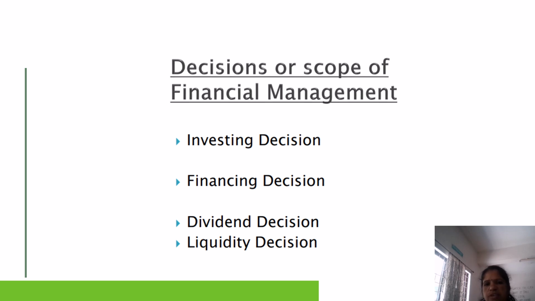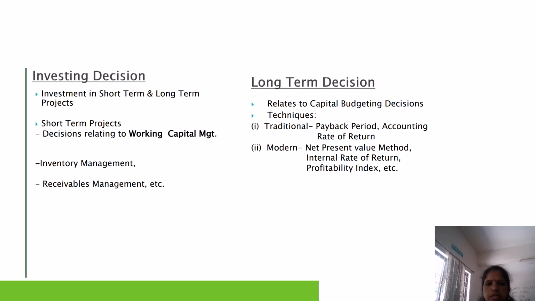Next, we see the scope of financial management or decisions. There are four types: first the investment decision, then the financing decision, the dividend decision, and the liquidity decision. Under the investment decision, investment is in short-term and long-term projects. The short term relates to working capital management, inventory management, receivable management, etc. The long term relates to traditional and modern methods. Under the traditional are the payback period and accounting rate of return. Under the modern are the net present value method, internal rate of return, profitability index, etc.